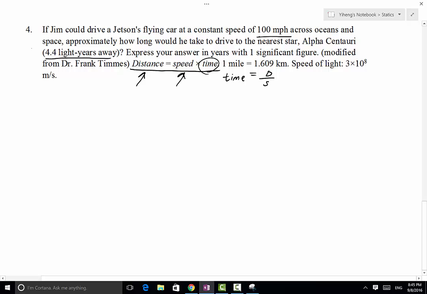The difficult part here is that the distance is given in an unusual unit, light year. Therefore, we need to do some unit conversion first. So light year is the distance traveled by light in a year. And here the speed of light is given as 3 times 10 to the 8th power meters per second. Therefore, we're going to first convert light year into kilometers, because we can easily convert between kilometers and meters.